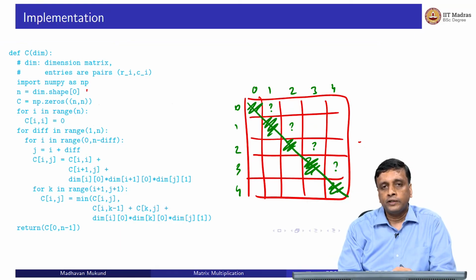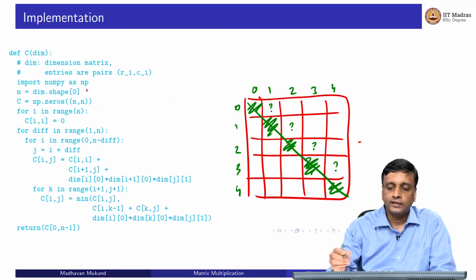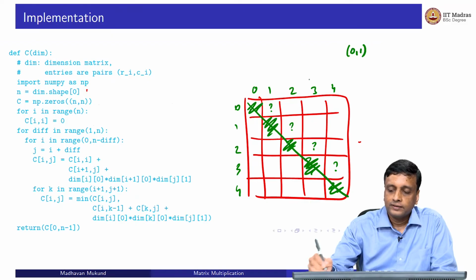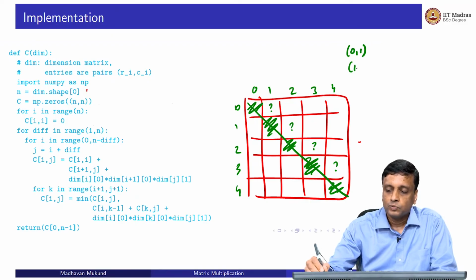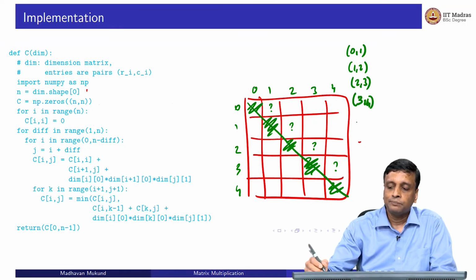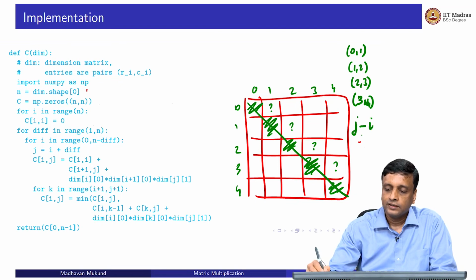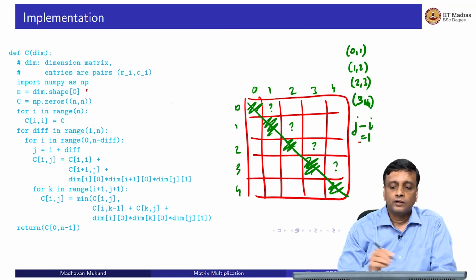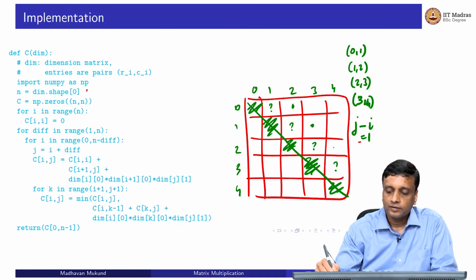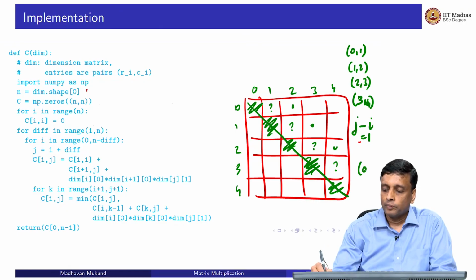So what is the property that all these pairs share? Well, you can look at this. Here it is 0, 1. This is the first one, right? The second one is 1, 2. Third one is 2, 3. And the fourth one is 3, 4. So the property that all share is that j minus i is equal to 1. Now if I go to this one, for instance, right, then it will be 0, 2, 1, 3 and 2, 4. So now the difference is going to be j minus i is equal to 2.